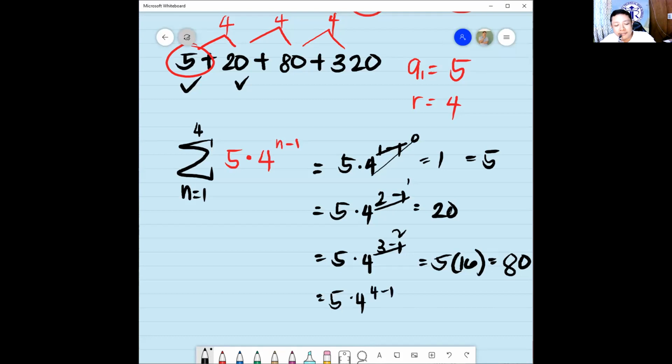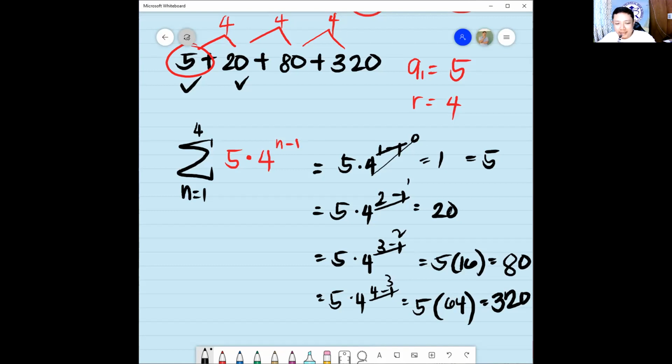4 raised to 4 minus 1. And that becomes 5 times 4 raised to 3. 4 times 4, 16. 16 times 4, 64. Correct. So 5 times 64 is 320. That's it. And that's how we write our given series into a summation notation.